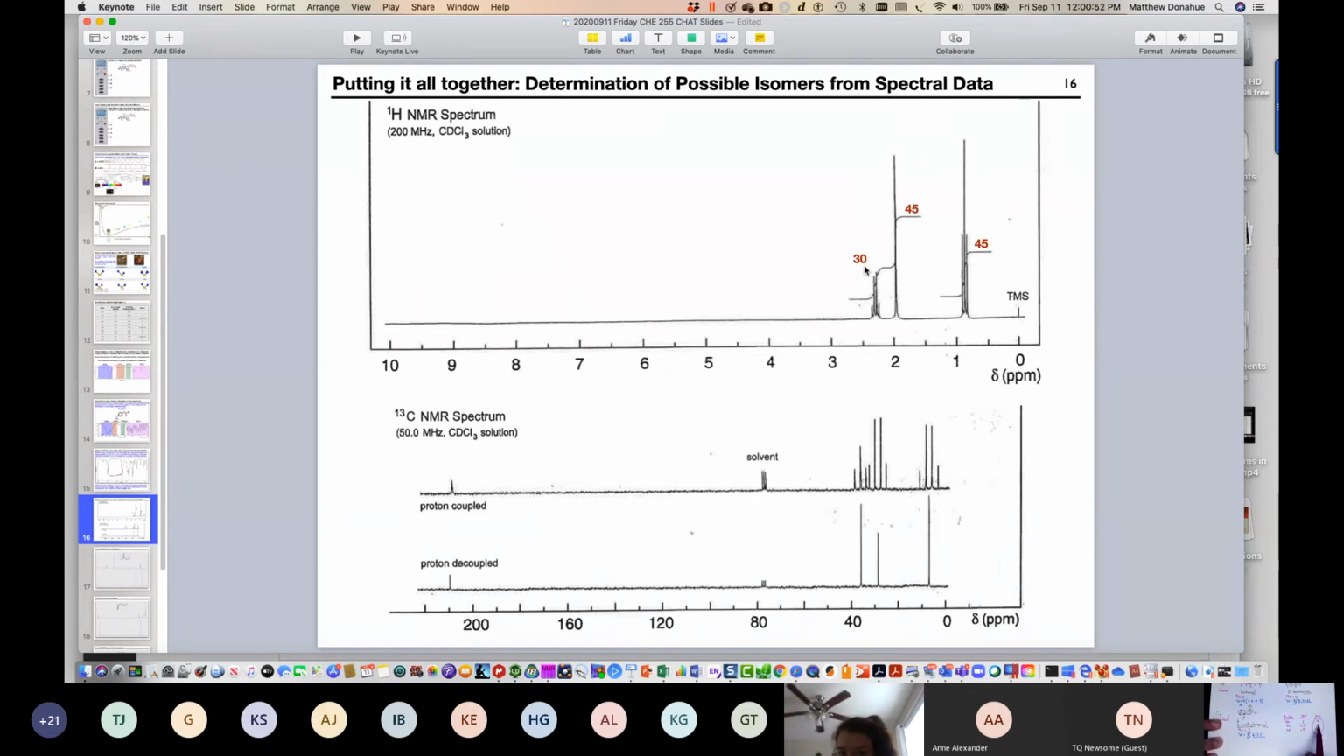Which ratios does this match? The 2-butanone or the 2-methylpropanol? Yeah, this means divide by. I know we're going a little bit over time, but just give me a few more minutes if you don't mind.